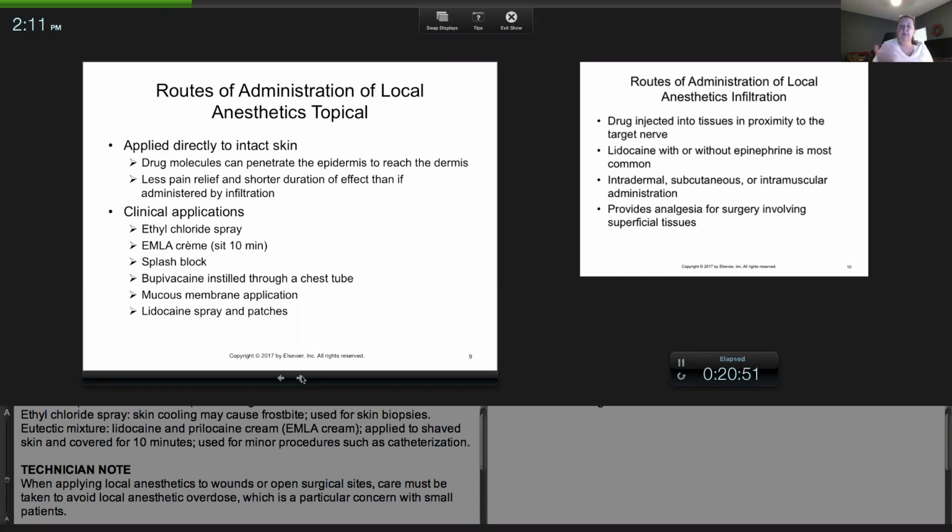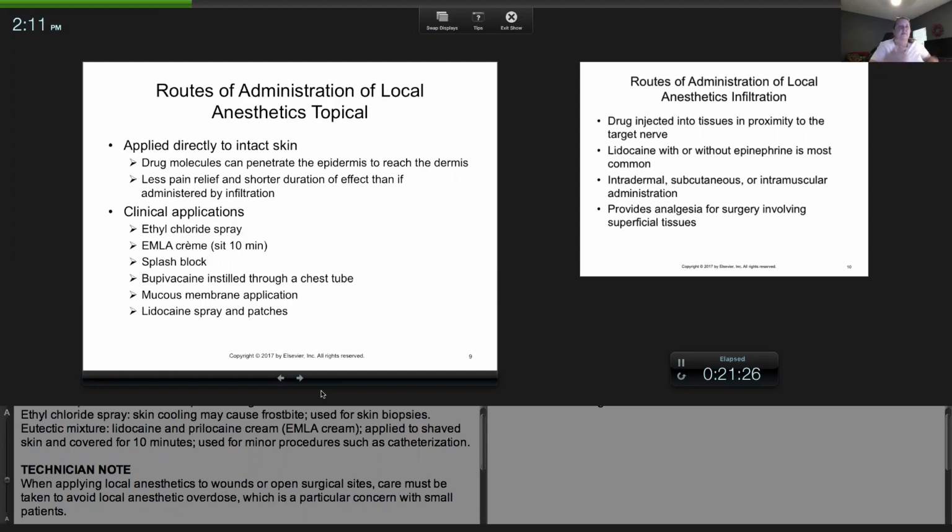So let's talk about the different ways that we can give them. One of the first routes of administration is topical administration. You're putting it on top of something, so this is typically intact skin. Most of these drugs prepared this way, now it has to penetrate the epidermis, which is the top layer, and then it has to get to the dermis. That's where the nerve endings and the blood supply are. So these drugs diffuse through the epidermis to the dermis.